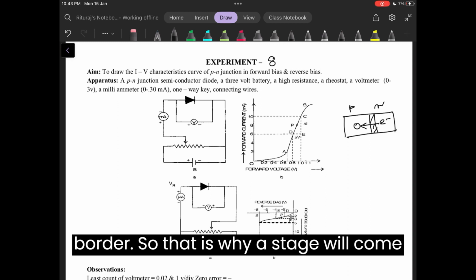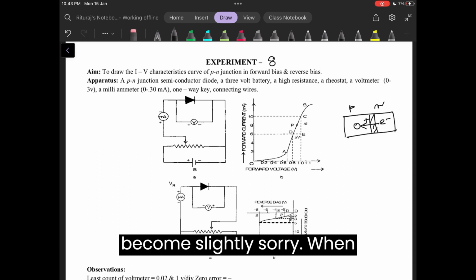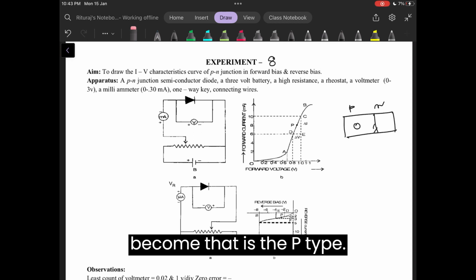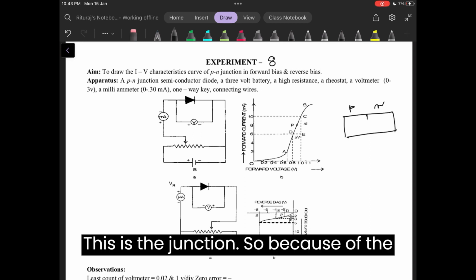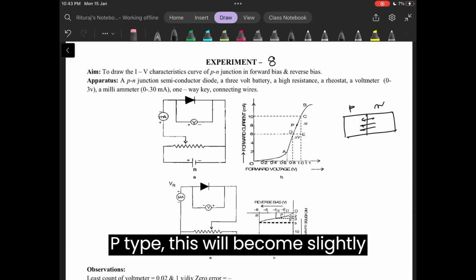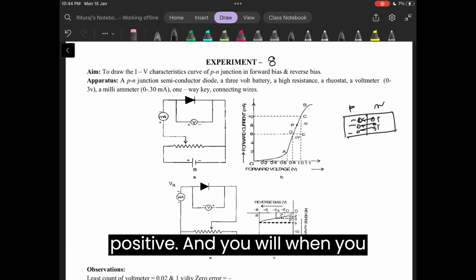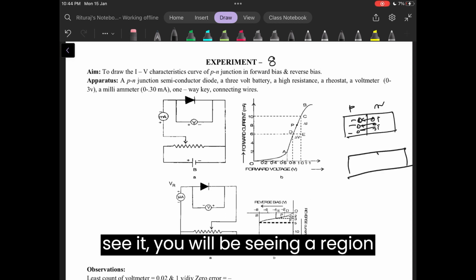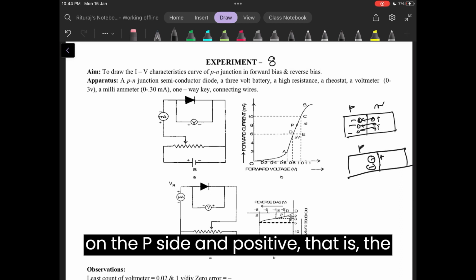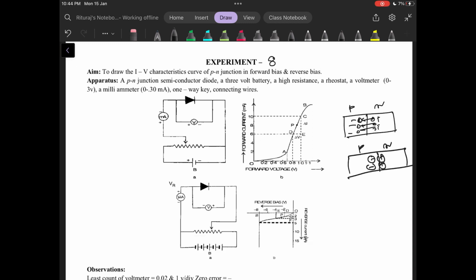So that is why a stage will come when electrons come here, and the p type side, near the junction, will become slightly negative and the n side will become slightly positive. Because of the diffusion of electrons from n type to p type, when you see it, you will be seeing a region where the negative carriers are on the p side and positive, that is the holes, are created on the n side because of the flow of diffusion current.